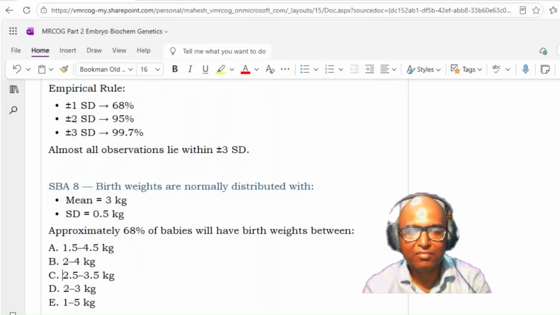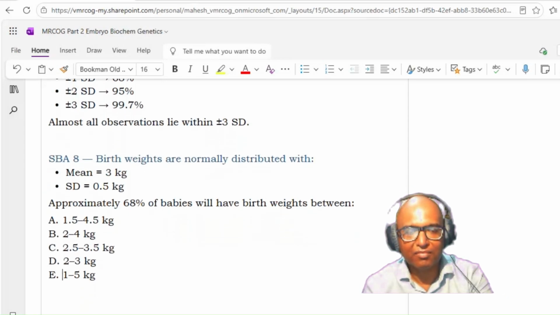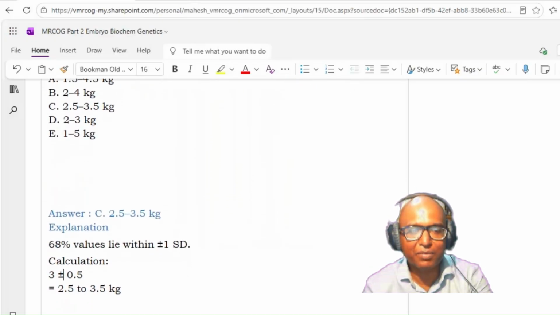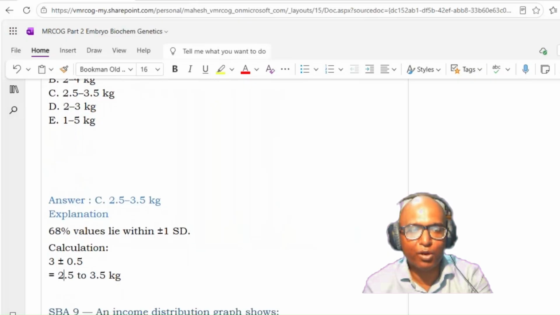Standard deviation of 0.5 kg. Approximately 68% of babies will have birth weights between... So 2.5 to 3.5, option C, sir. Yes, you got how to calculate now. 68% of values will lie within plus minus 1 SD. So 3 plus minus 0.5.